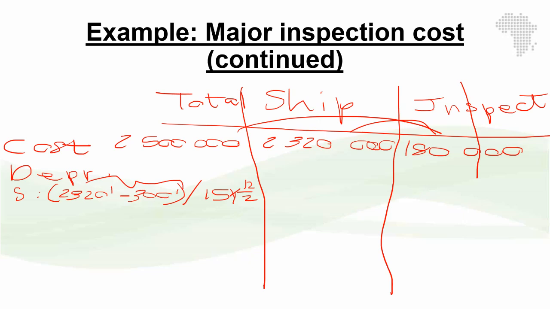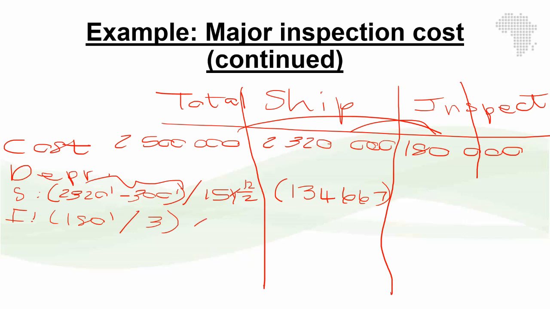So remember, depreciable amount, I need to deduct my residual value. If I do that calculation, the depreciation for the ship is 134,667. And then if we look at the depreciation for the inspection cost, it is 180,000. There's no residual value for the inspection cost. And we said it will have to be done every 3 years. So I take the 180, divide by 3.